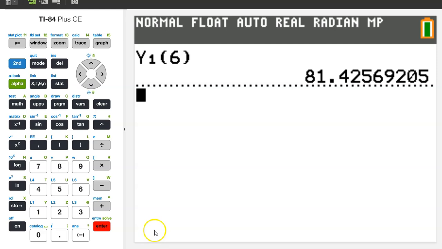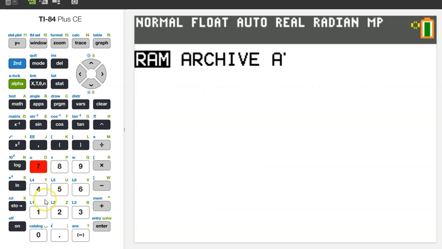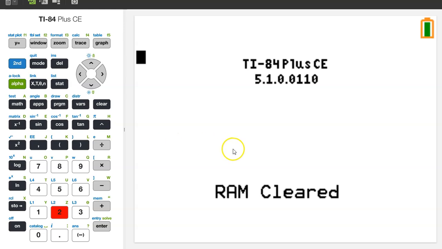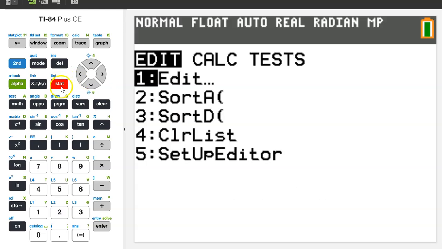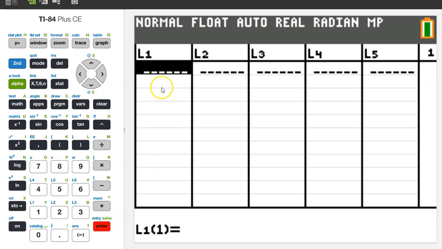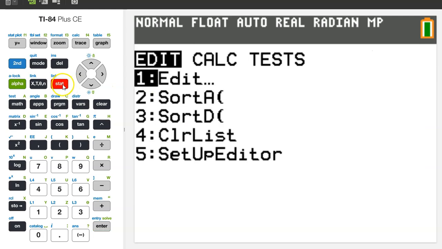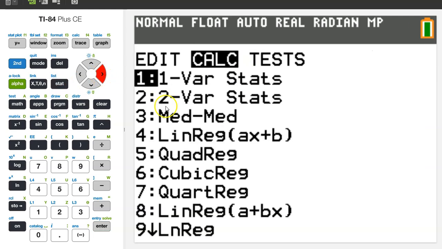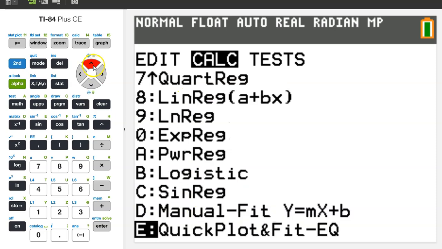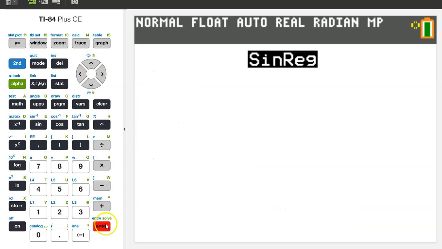So, to the calculator. Let's reset again. Clean slate. We do second plus 712. Memorize that. So now we hit Stat and Enter, and we will enter the input values in L1 and the output values in L2. Once you have all your data typed in, hit the Stat button, switch to the Calculate menu, and scroll up until you get to Sinusoidal Regression. Right here, and hit Enter.